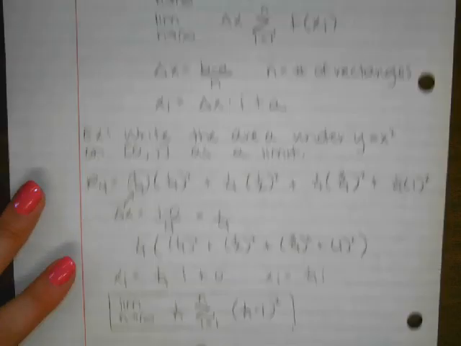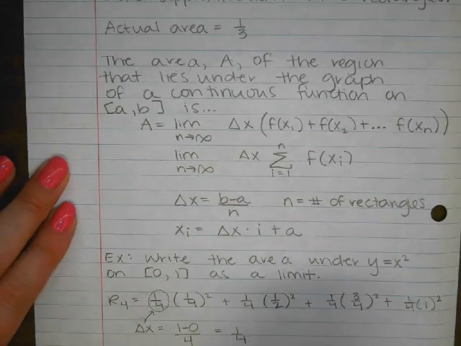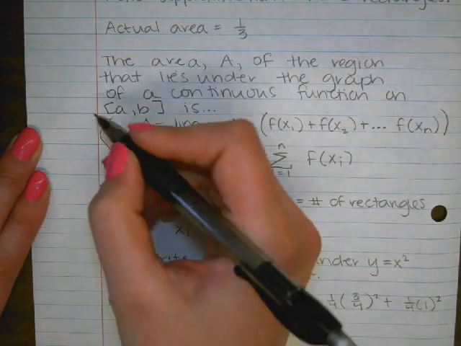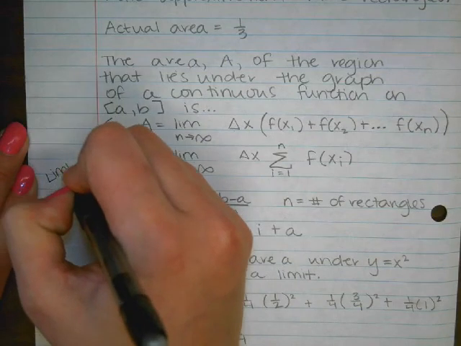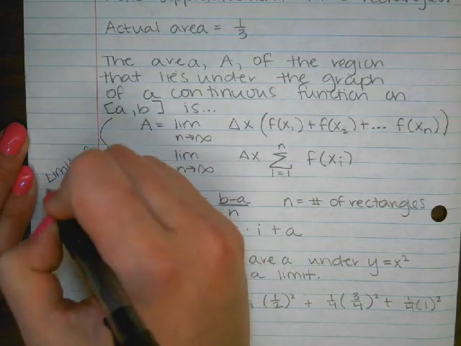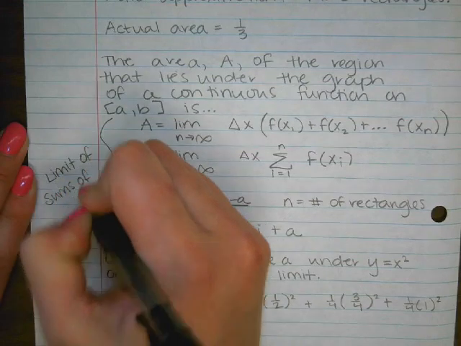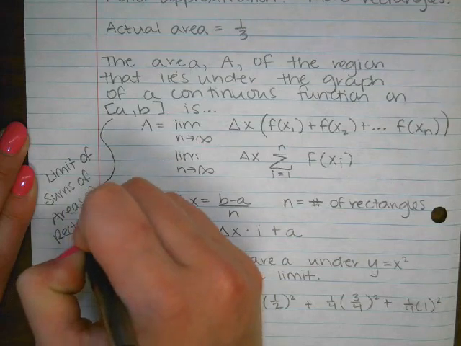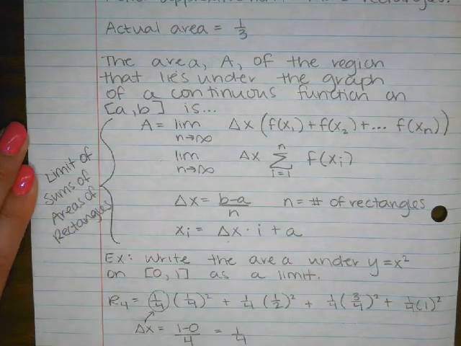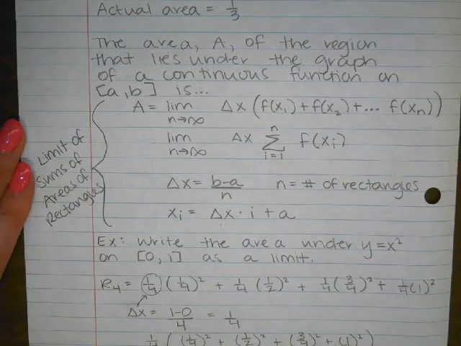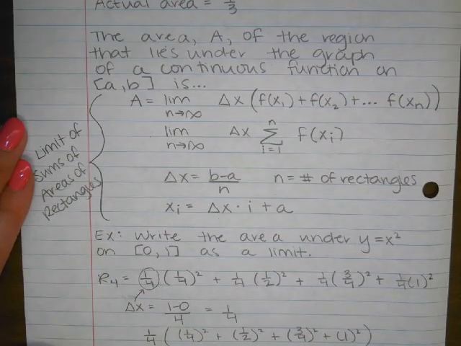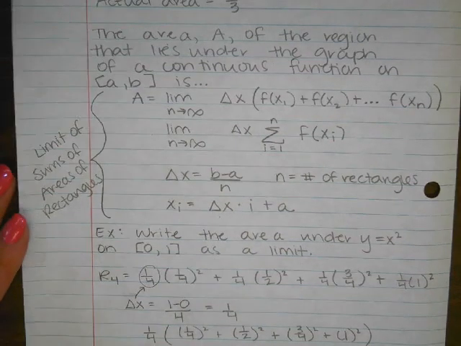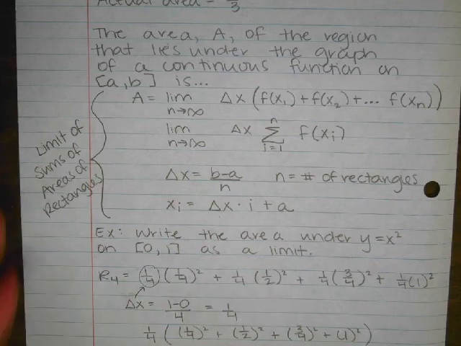So here, off to the side, this is our formula. This stuff right here is the limit of sums of areas of rectangles. And when you have a specific number of rectangles and you're getting your estimation of the actual answer, that is called Riemann sums. So that's when we have 4 rectangles or 5 rectangles.